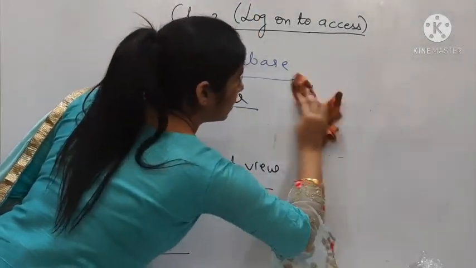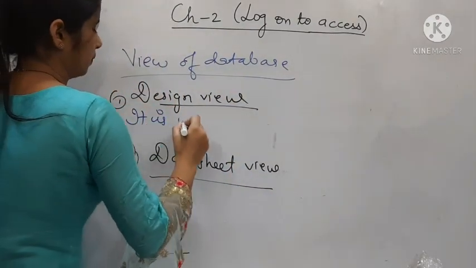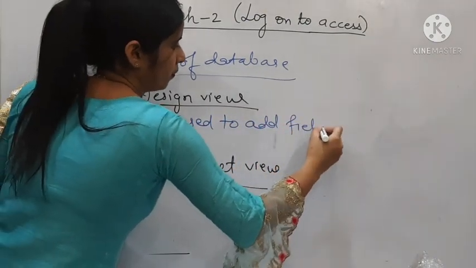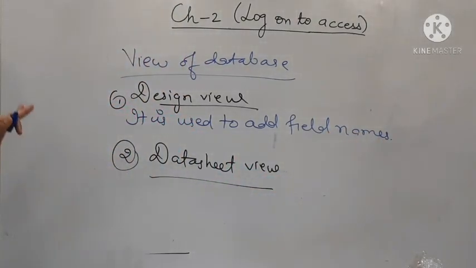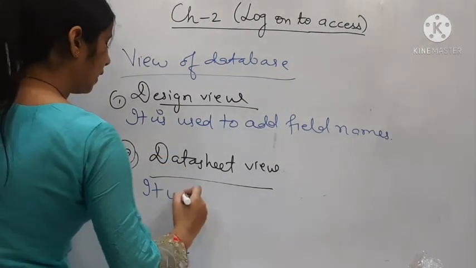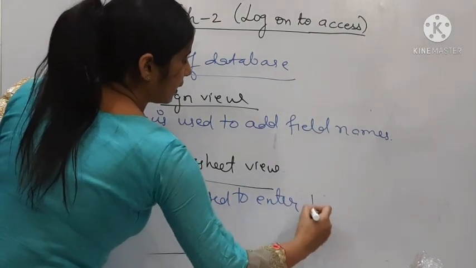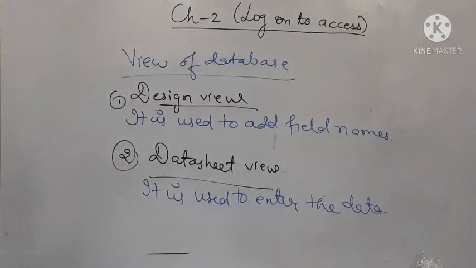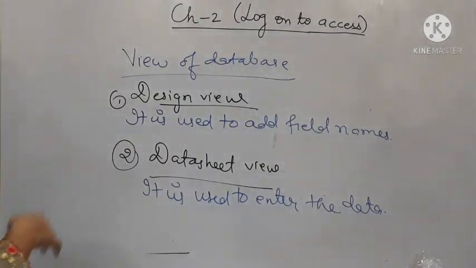I am writing here. Design view is used to add field names. What is it doing? It is used to add the field names. And what is data sheet view? Mainly, it is used to enter the data. What is it doing? It is used to enter the data in the respective fields. Okay, so these are the two types of views.